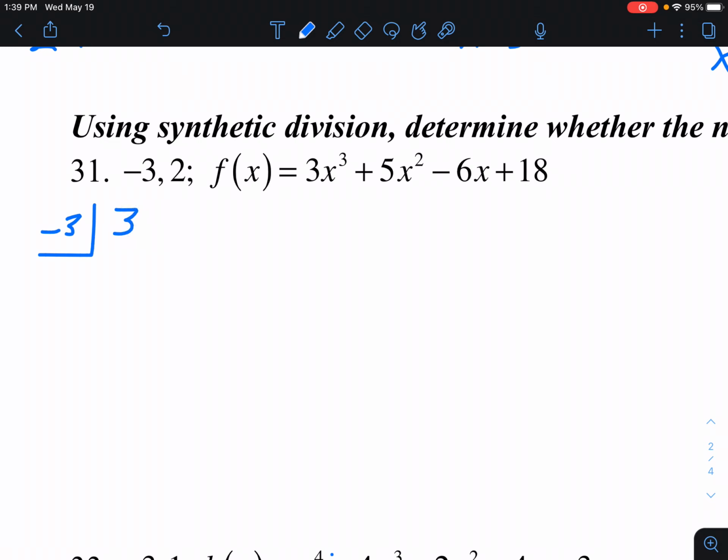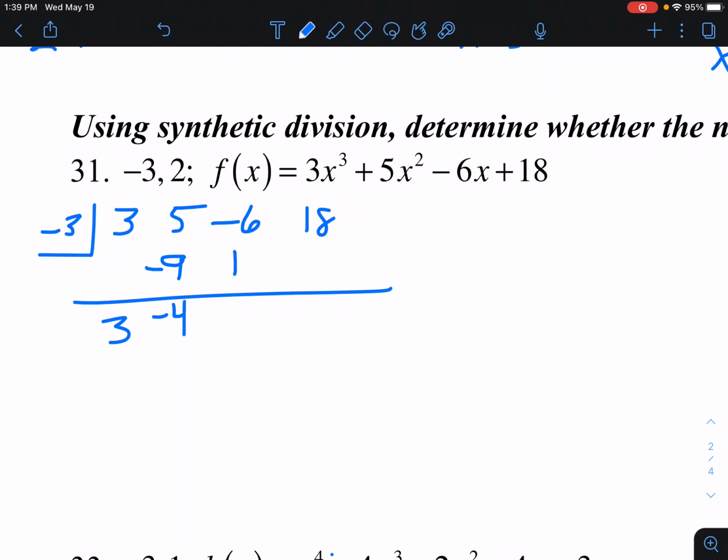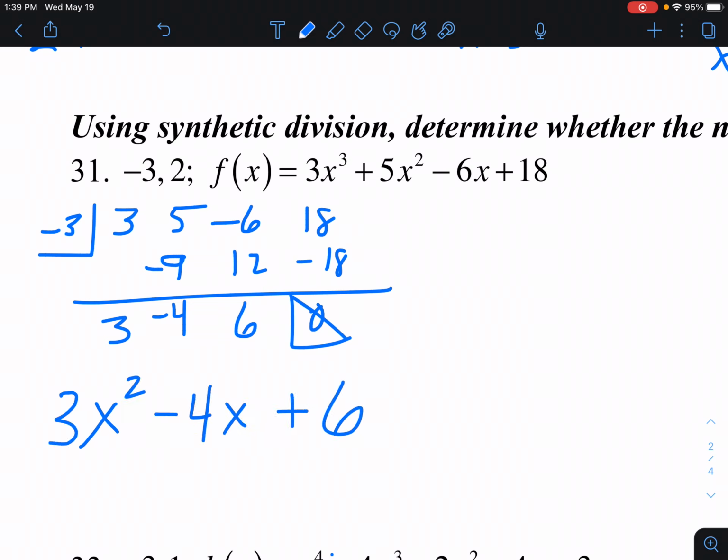All right, so 3, 5, -6, and 18. So drop down the 3. Now multiply, add, multiply, add, multiply, add. -3 times 3 is -9. Then add. -3 times -4 is 12. Then add. -3 times 6 is -18. Then add. The 0 is the remainder, so just get rid of it. And this, you can see, is 3 terms, so that would be a trinomial. 3x squared minus 4x plus 6.